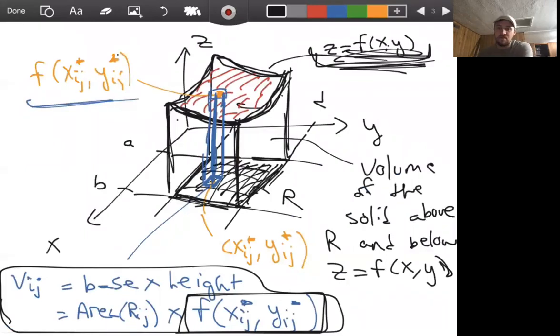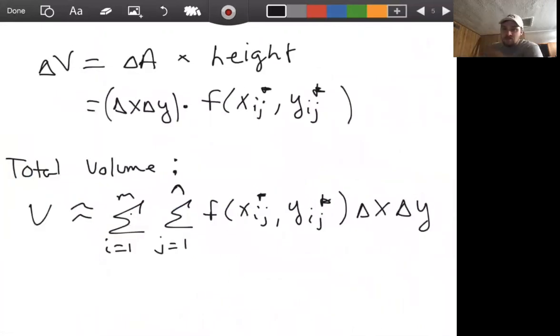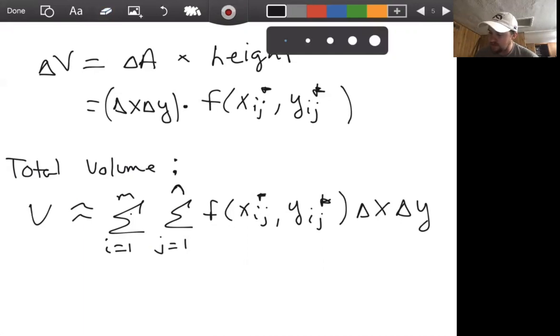And so we get a bunch of these little prisms here where the base is the area of the R_ij, and then the height is the function. We take the double sum, add all those up, and that's approximately the volume of this region. And now, if we take these partitions to be arbitrarily fine, meaning n gets very, very big and m gets very, very big, so it's super fine partitioning, well, if you let these go to infinity, then this approximation becomes exact.